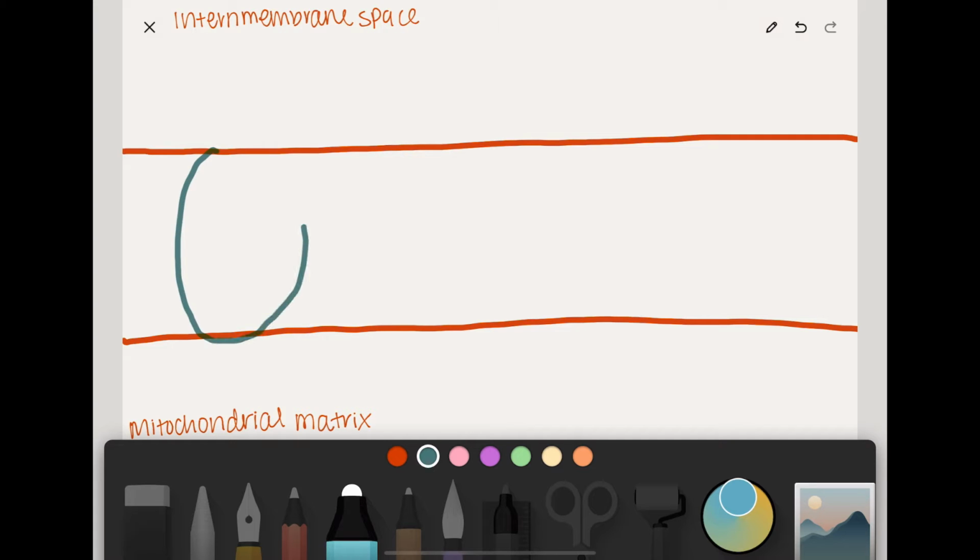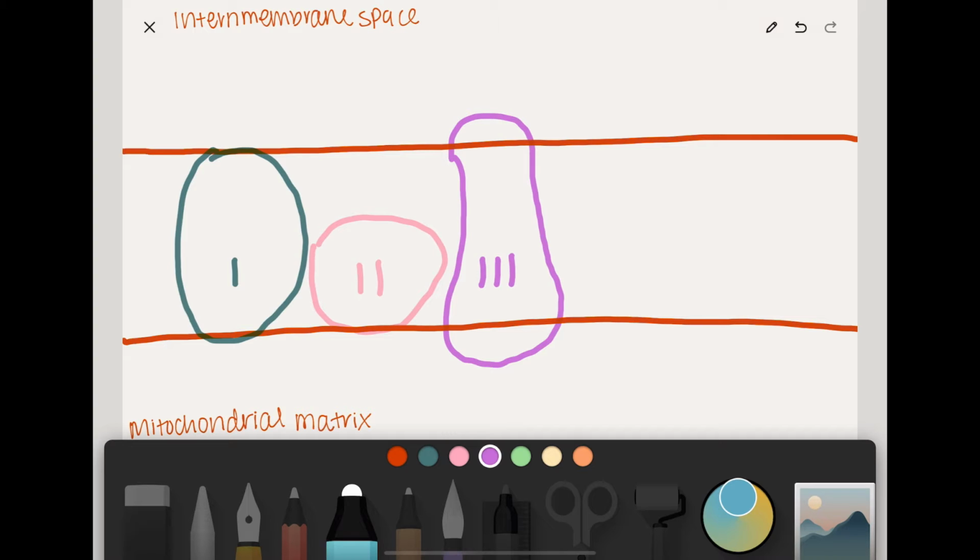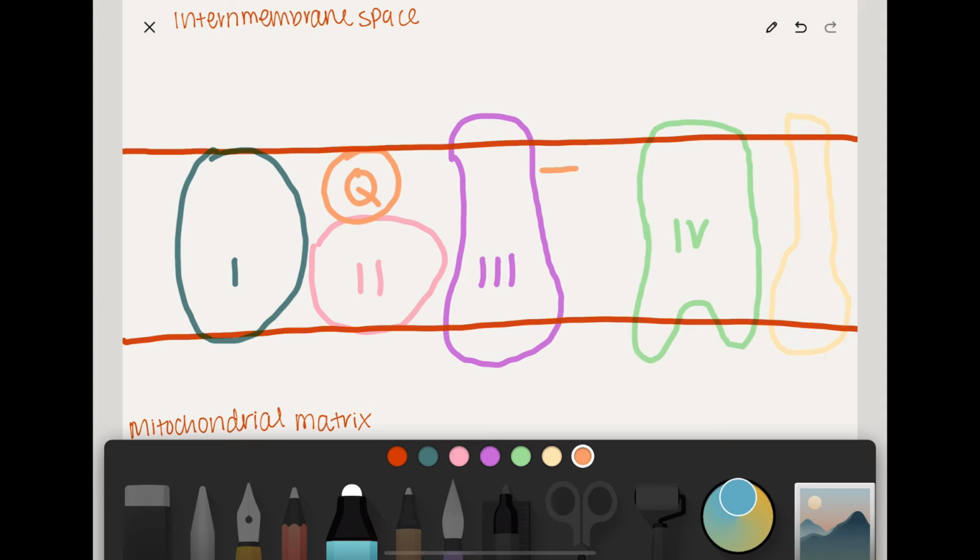Next, along the inner mitochondrial membrane, there is a series of complexes. The first complex I'll draw in blue, the second in pink, the third in purple, the fourth in green, and the fifth in yellow. The last complex is better known as the ATP synthase, which is actually separate from the ETC. Additionally, there are two other molecules in the ETC known as coenzyme Q and cytochrome C, which I'll draw in orange. Coenzyme Q and cytochrome C are also known as electron carriers because that's where electrons get shuffled from one complex to another.